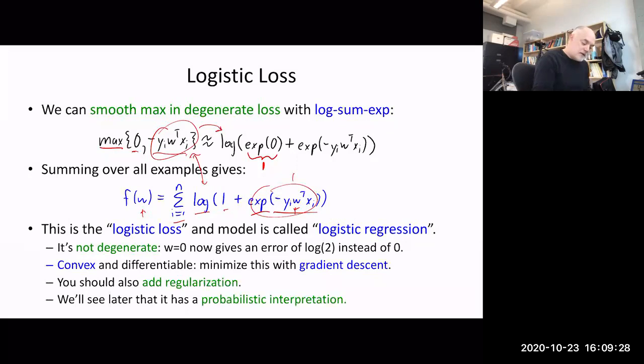It's a convex function, it's differentiable, so you can actually learn this using gradient descent instead of some sort of specialized solver that you need to use for support vector machines. You can also add regularization on here as well, of any kind that you want, right?